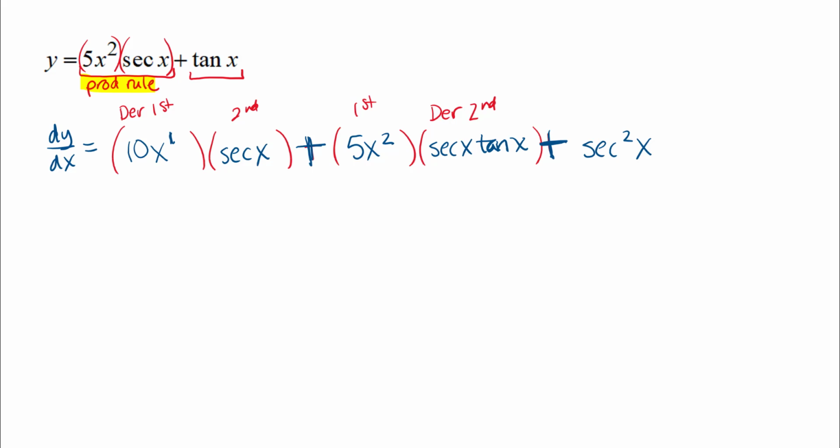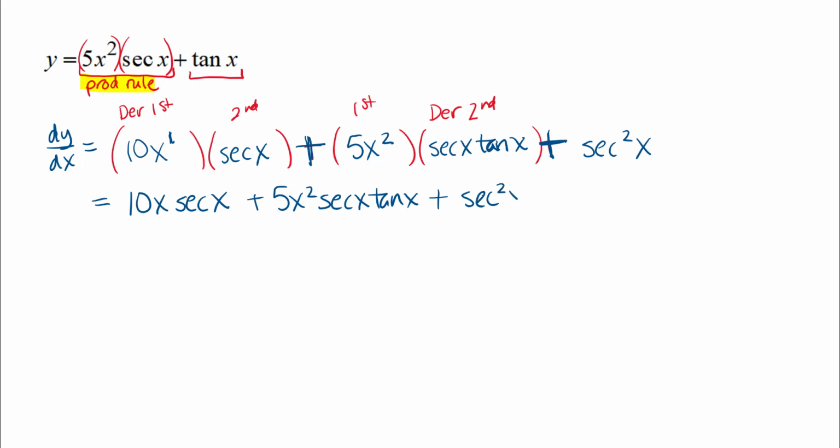If I want to tidy that up a little bit, there's a couple things I could do. I could start by just removing some of these unnecessary parentheses. So the first term would be 10x times secant x. The next term would be 5x squared secant x tangent x. And then the last term would be secant squared of x. So I could leave it like that. I actually probably would leave it like that.